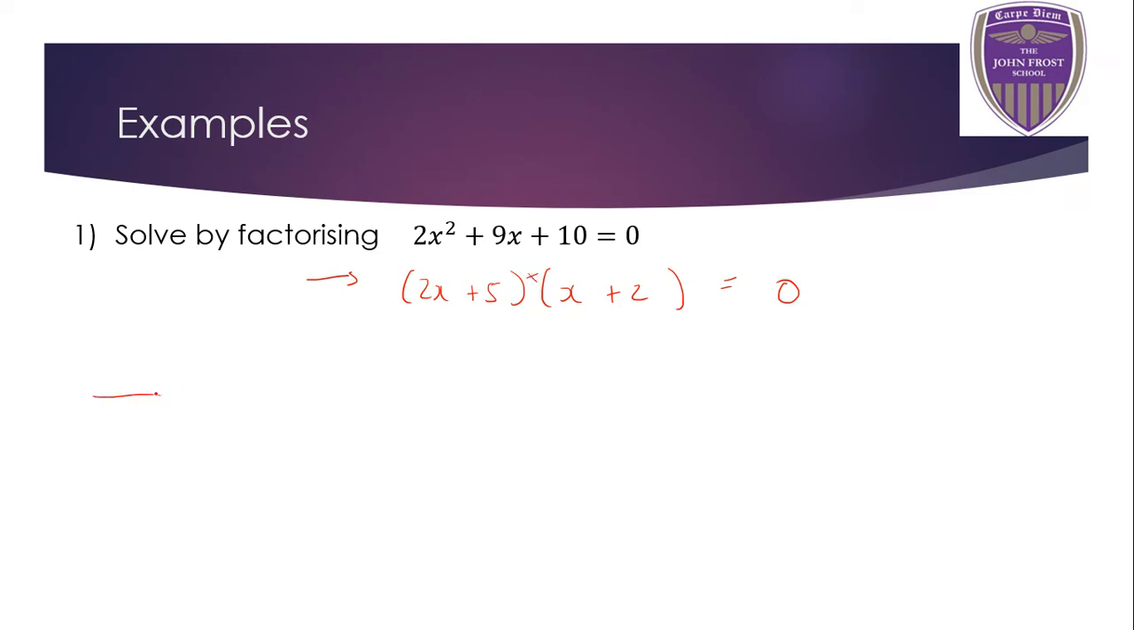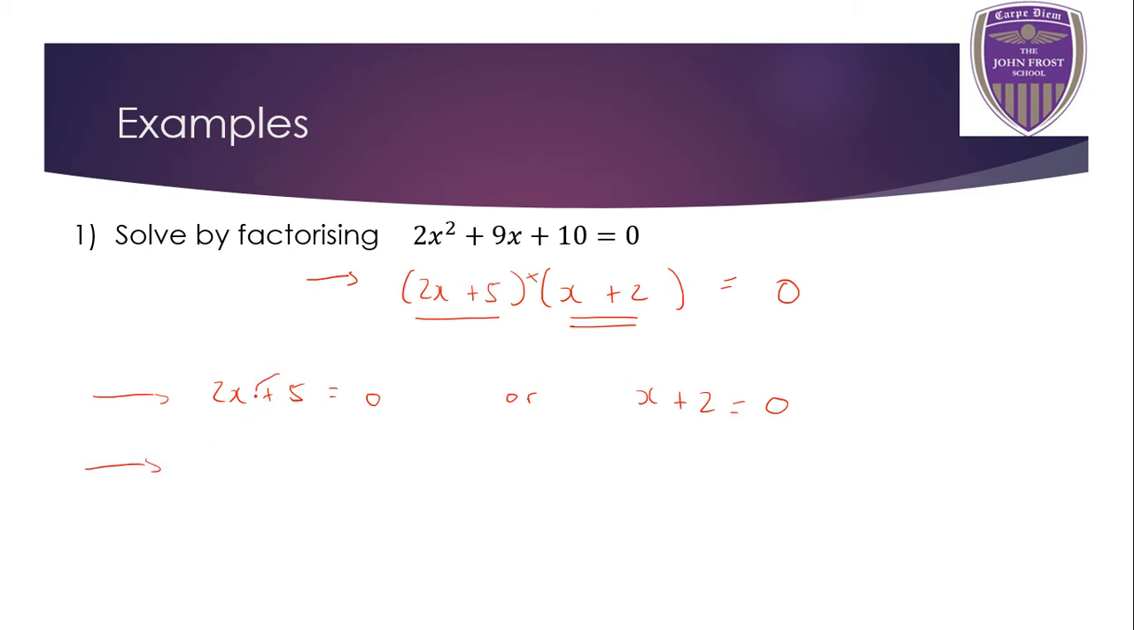And if two things are multiplied together and they make 0, then either this one's 0 here, or that one's 0, because you can't make 0 by multiplying any other way apart from timesing by 0. So either the first bracket equals 0, or the second bracket equals 0. Okay, x plus 2 equals 0. And now we have to solve both these equations.